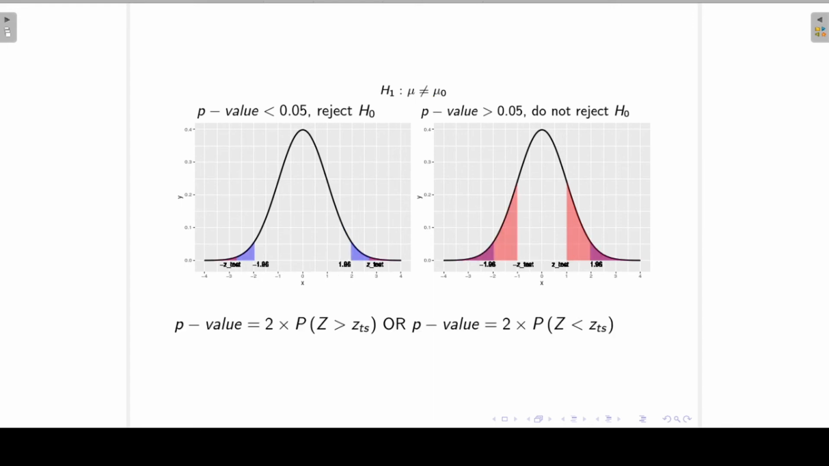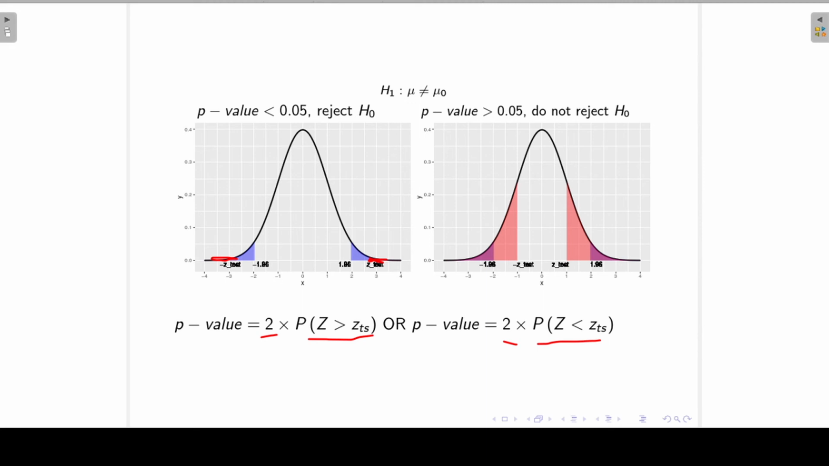And then lastly, if our alternative hypothesis is two-sided, let's just look at the graph on the left-hand side. Suppose that my test statistic value is positive, then to get my p-value, I will take the area to the right of my test statistic and then multiply it by 2 to get my p-value. Or else, if my test statistic value is negative, to get my p-value, I will take the area to the left of my test statistic and then multiply it by 2. That will give me my p-value.